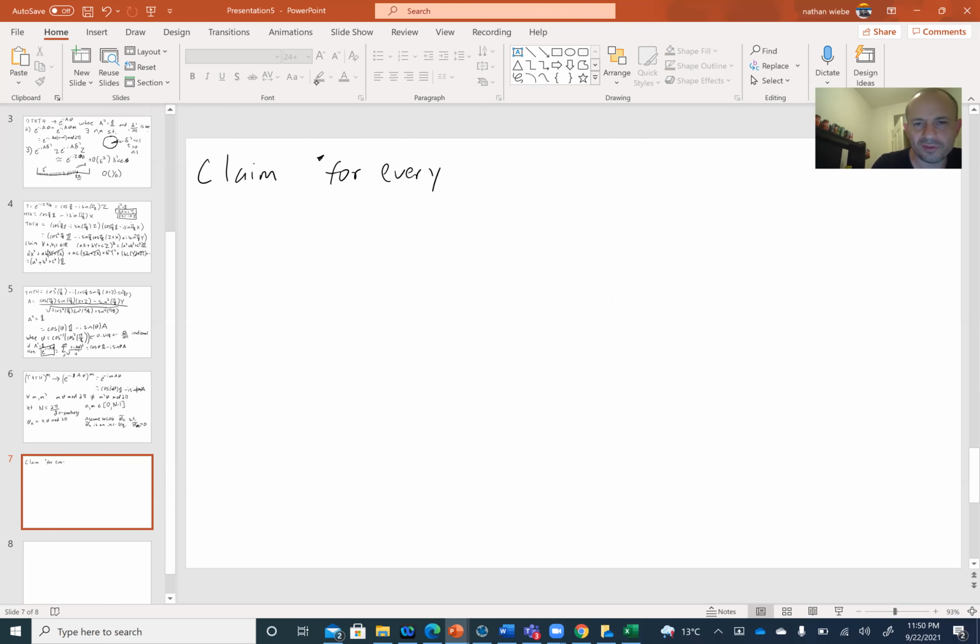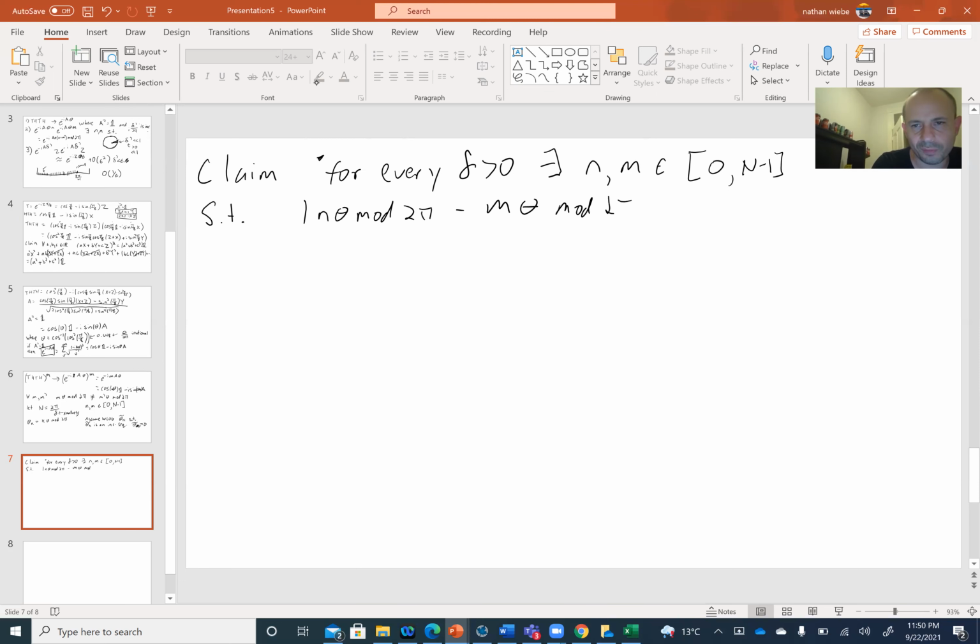For every delta greater than 0, there exist n and m in 0 to n minus 1 such that n times theta mod 2 pi minus m times theta mod 2 pi is less than delta.